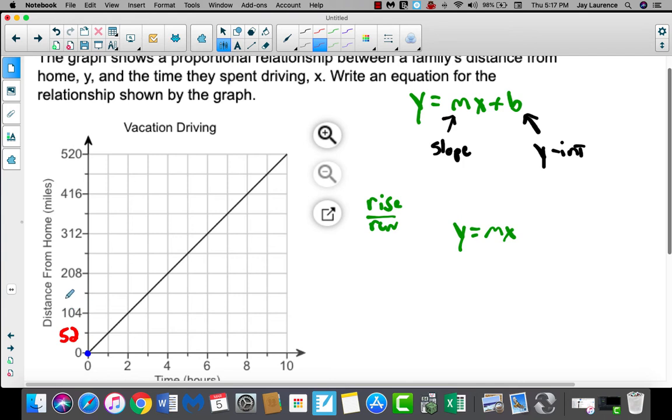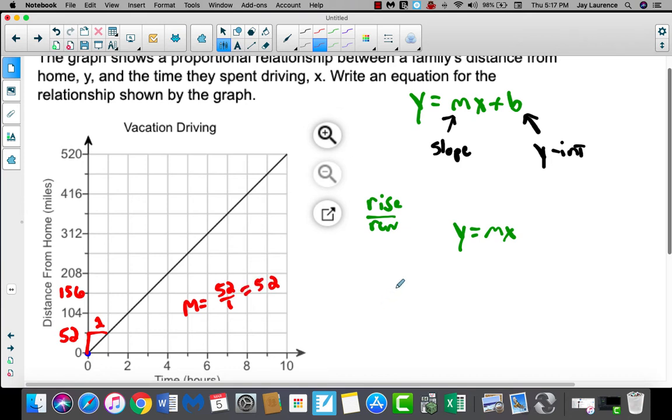If I'm right, then this would be 52 more, so it'd be 156. And if I add 52 to that, I'm going to get 208. So I am right. So it's going up 52, the rise is 52, and the run is 1. My slope M must be 52 over 1, or better yet, just 52.